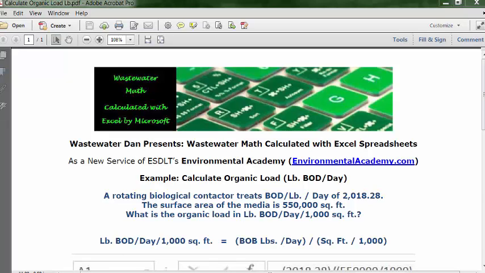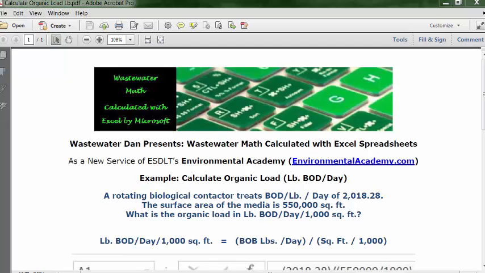Wastewater Dam presents Wastewater Math, calculated with Excel spreadsheets, as a new service of ESDLT's Environmental Academy, environmentalacademy.com. Today's example: calculate organic load in pounds of BOD per day.